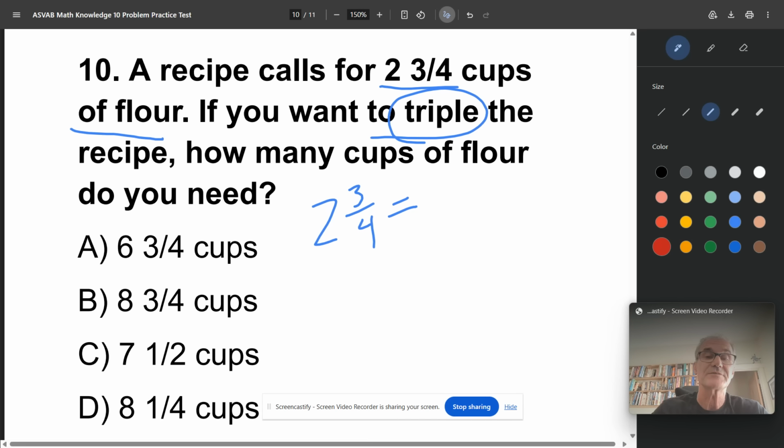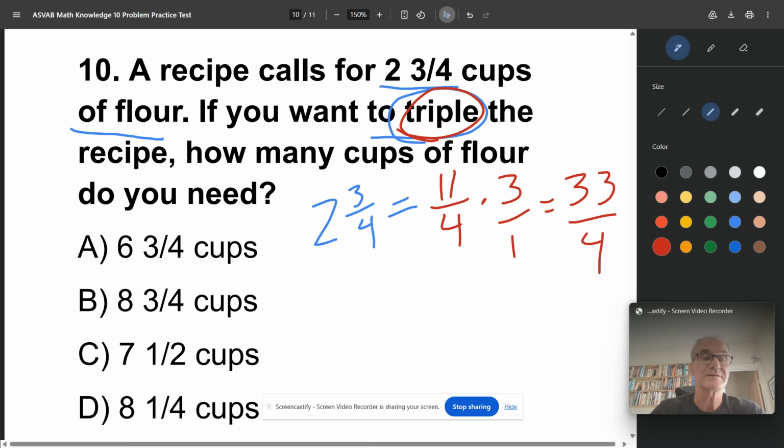2 times 4 is 8. 8 plus 3 is 11. So 11/4 and 2 3/4 are the same. Multiply that by a triple or by 3. 3 is the same thing as 3 over 1. Multiply across the top, 33 over 4. There's my answer, but it's not there.